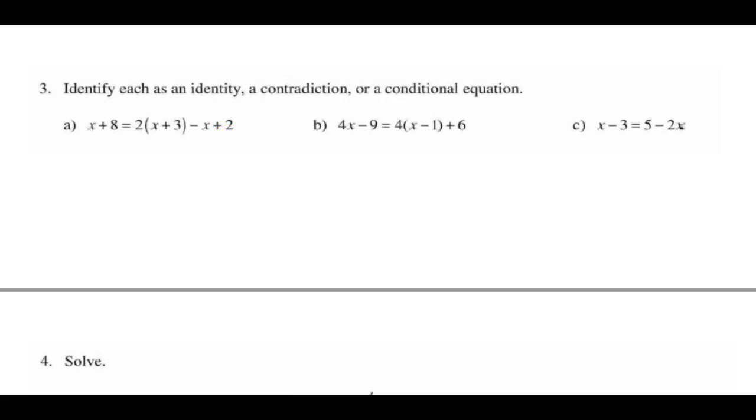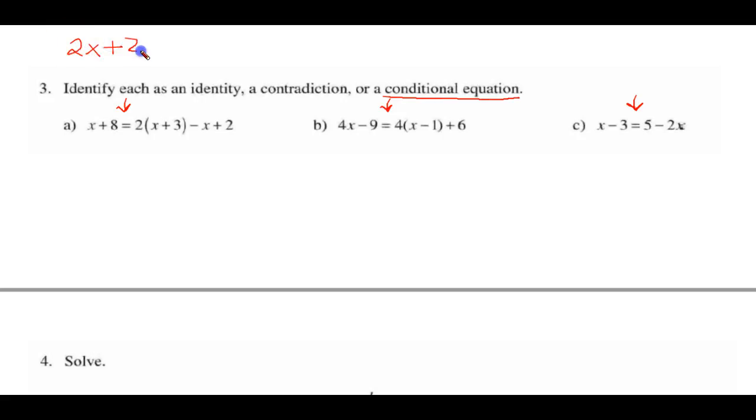Now, as we look at these examples, they look like equations. They have an equal sign in them. But there's 3 possible things that can happen when something looks like an equation. Instead of just getting x equals, let's say, negative 9, which would be a conditional equation, there are times when we have something that looks like this.